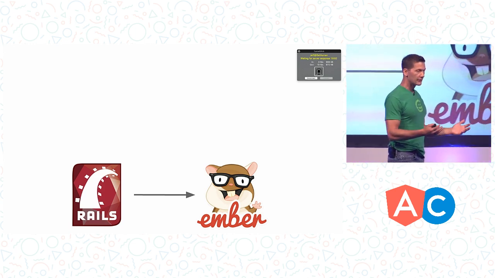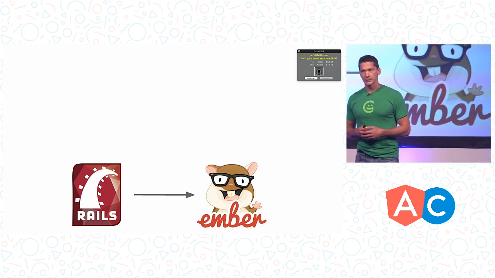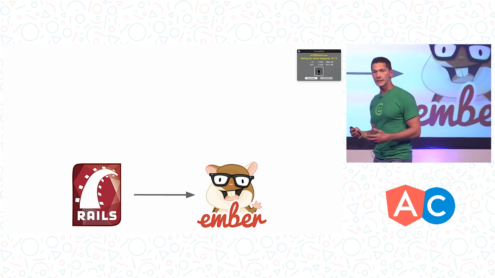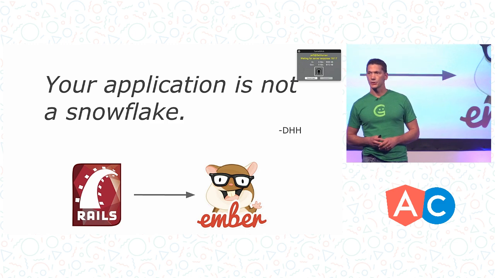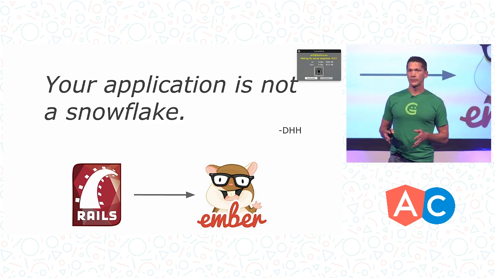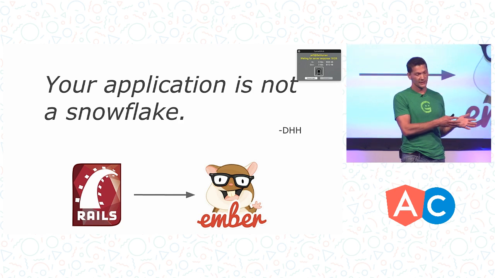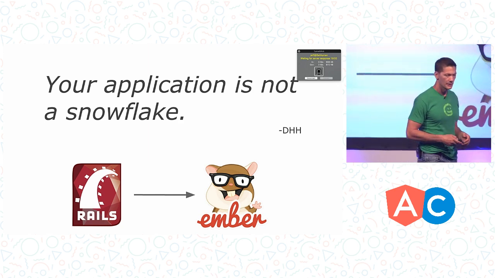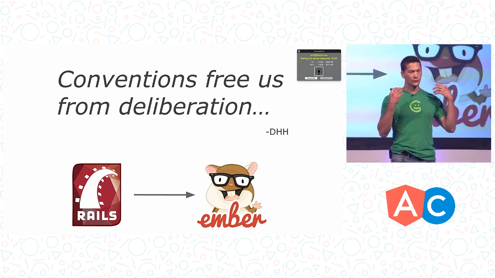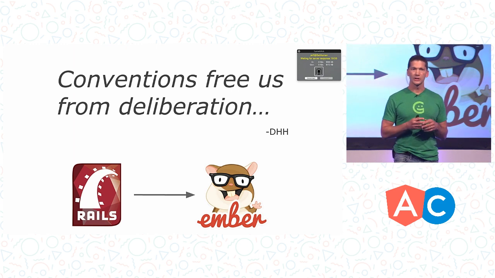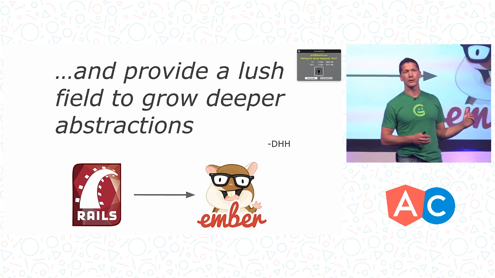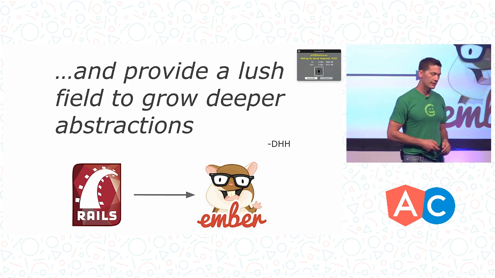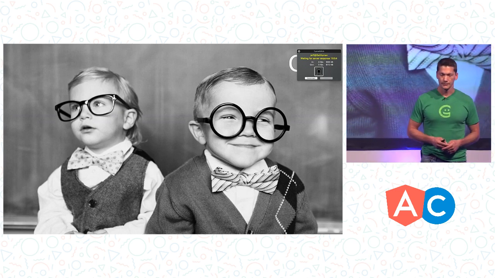Of course, Ember didn't invent this convention over configuration. A lot of the ideas that they implement came from the Rails world, Ruby on Rails. And the creator of Ruby on Rails, DHH, is famous for saying that your application is not a snowflake, meaning that you think the things you're building are unique and special, but there are so many things that we build in our applications that are not different than anything else, that we are all solving the same problems. And if we can free ourselves from the deliberation of naming conventions or file structure, and we all just agree on what's the best path, then it allows us to build higher level abstractions, even better stuff on top of that. Rails is a big example of that. But that's also why the CLI is important.